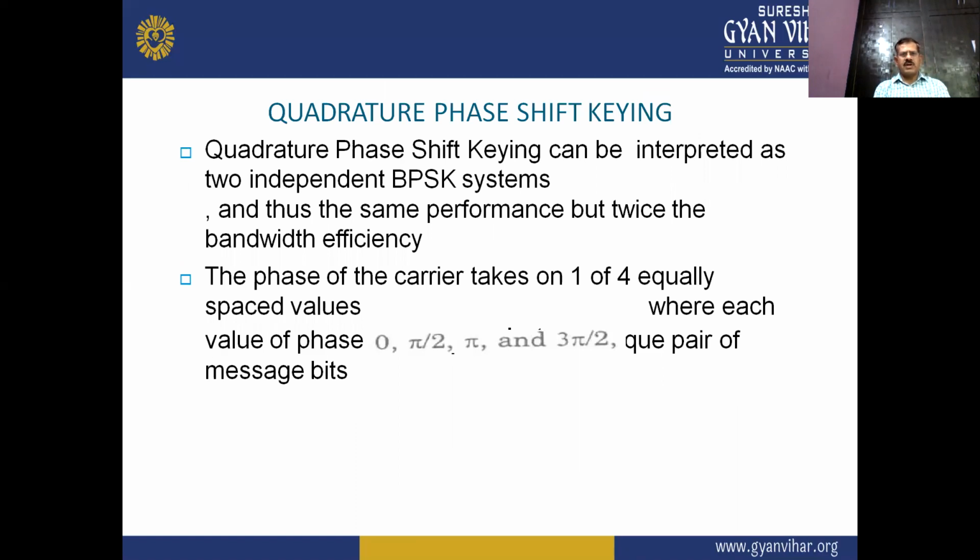The next one is quadrature phase shift keying, QPSK. QPSK can be interpreted as two independent BPSK systems, and thus has the same performance but twice the bandwidth efficiency. The phase of the carrier takes on one of four equally spaced values: 0, pi by 2, pi, and 3 pi by 2, for each pair of message bits.